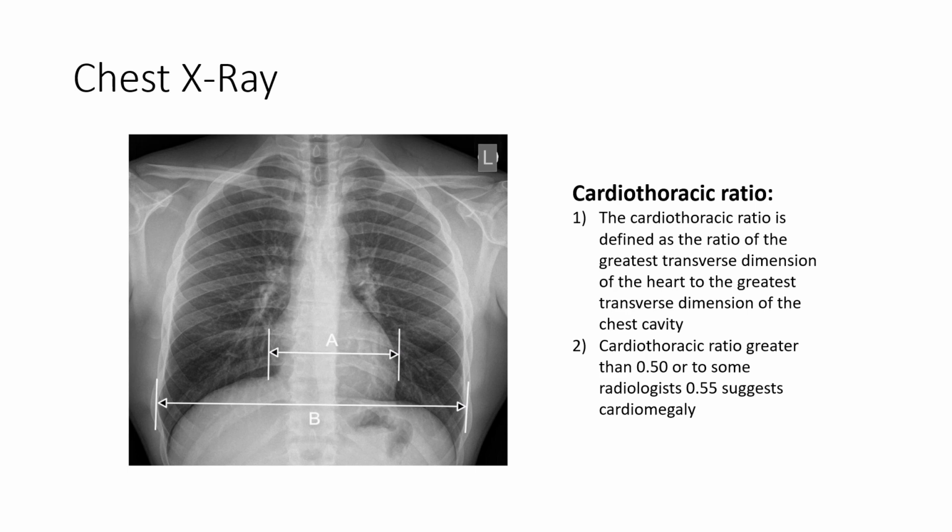The cardiothoracic ratio is defined as the ratio of the greatest transverse dimension of the heart to the greatest transverse dimension of the chest cavity. Cardiothoracic ratio greater than 0.50 or to some radiologists 0.55 suggests cardiomegaly.